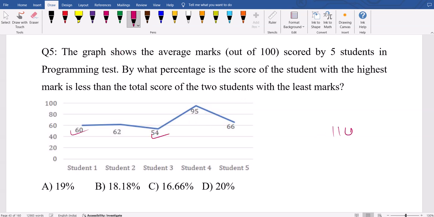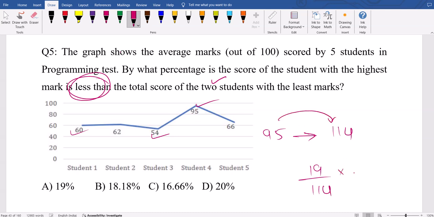114, and 95 is definitely lower than that. But see, this is also a comparison: 95. After that, whatever comes should be in the denominator. Difference is 19. Divide by 114 into 100, which is 1 by 6, means 16.66. This is 6 times, so 100 divided by 6, 16.66, or 16 1 by 6. 50 by 3, which is 16 2 by 3 percentage.